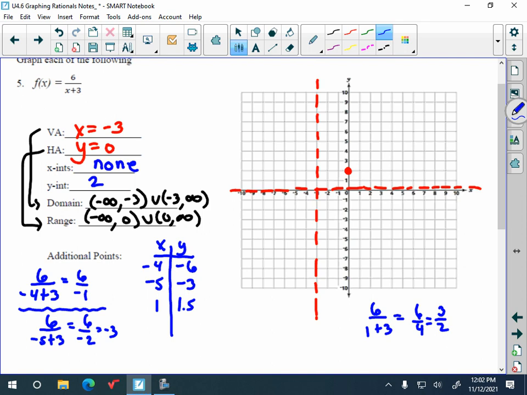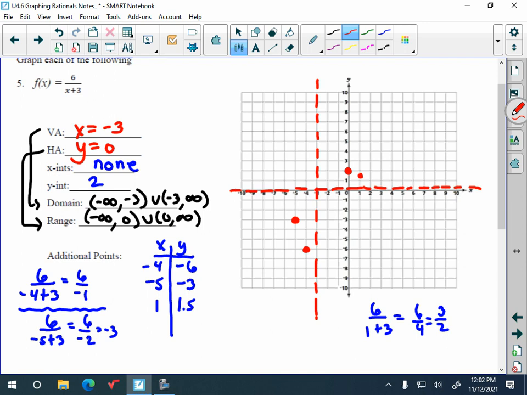If you get any kind of fractions, just change them to decimals. Again, it's easier to graph a decimal than it is a fraction. All right, so I'm going to plot those 3 points. So -4, -6, right there. -5, -3. +1, +1.5. All right, so there's my points.